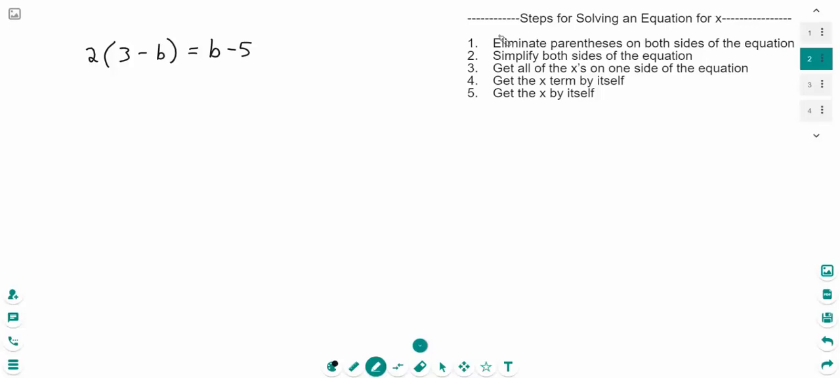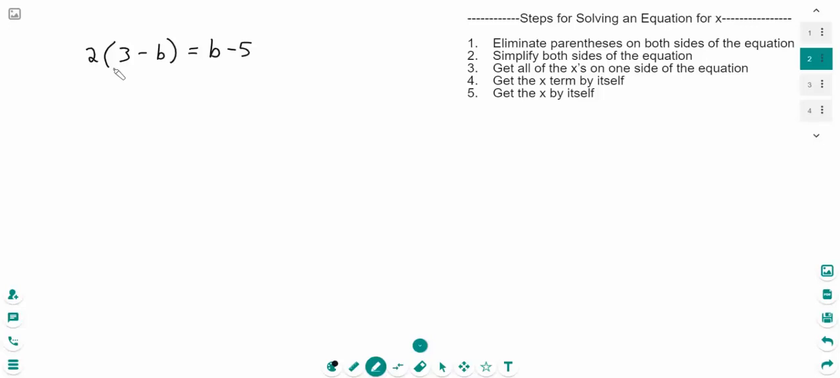All right. So the first step when solving equations is always to eliminate the parentheses on both sides of the equation. Now that's if they're there. We should always look first and say, okay, do we have any parentheses? And if we do, we need to eliminate those parentheses first. And that goes back to what we were just doing a moment ago.